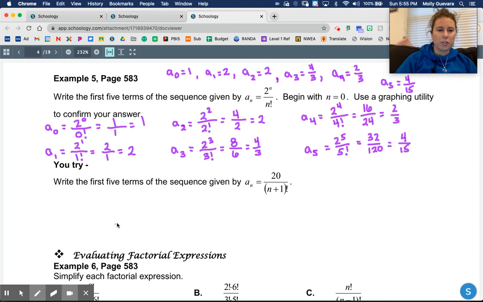Okay, we have our first Try It. I want you to go ahead and pause the video and find the first 5 terms of this sequence, 20 over n plus 1 factorial.